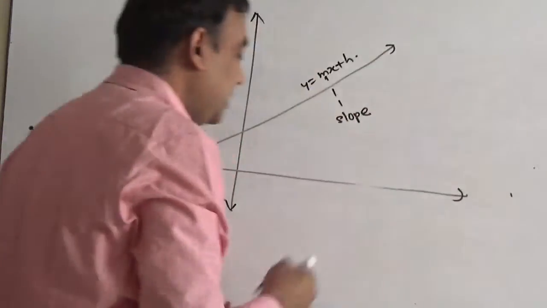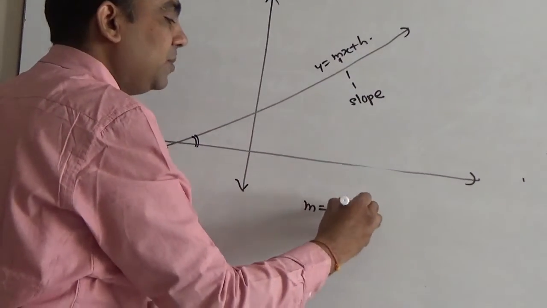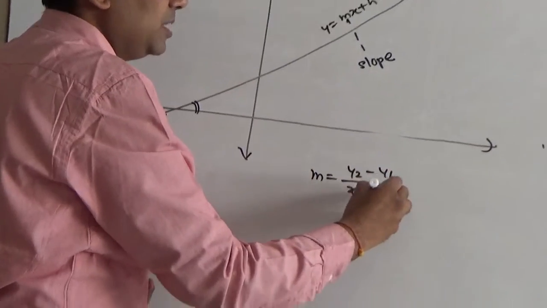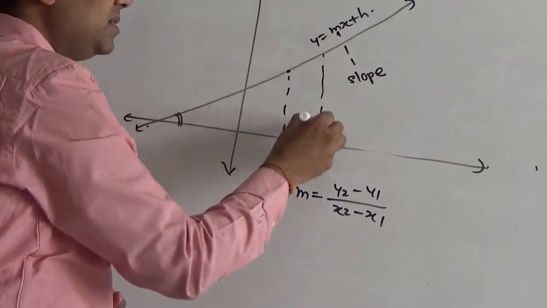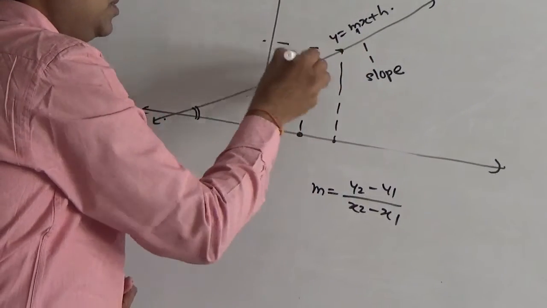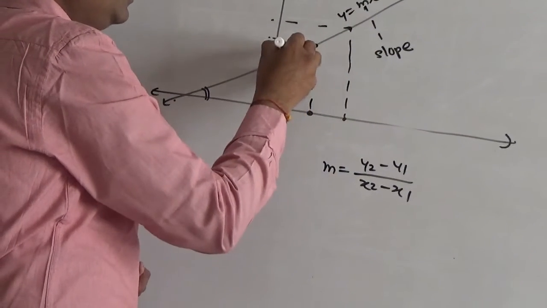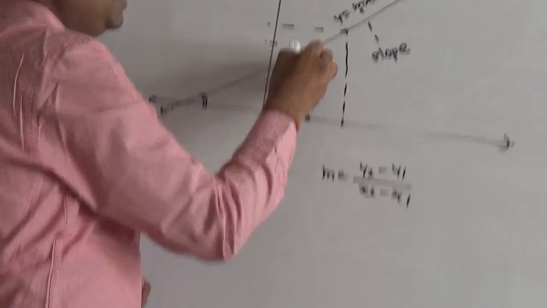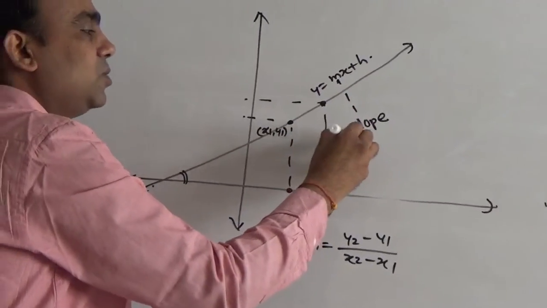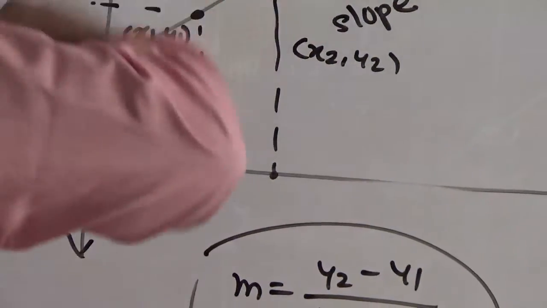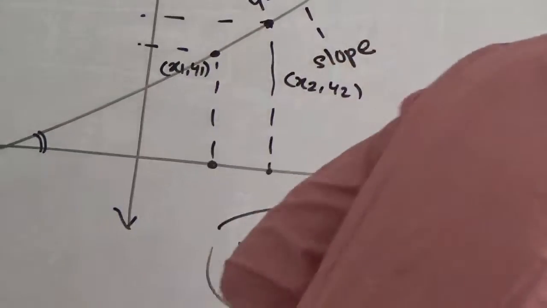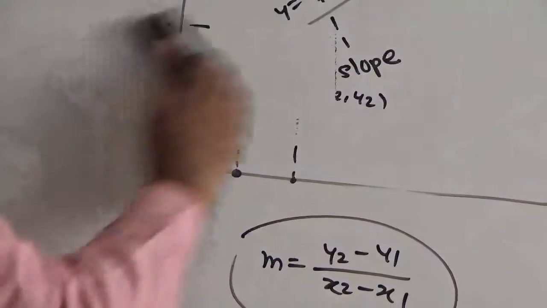For calculation of m, we use the formula (y2 minus y1) upon (x2 minus x1). We take 2 points on the straight line, any 2 points. Suppose these are the 2 points. So this is, suppose, the first point (x1, y1), and this is, suppose, the second point (x2, y2). Using this formula, we can find out the slope of the straight line. So for this particular straight line, the slope is uniform.